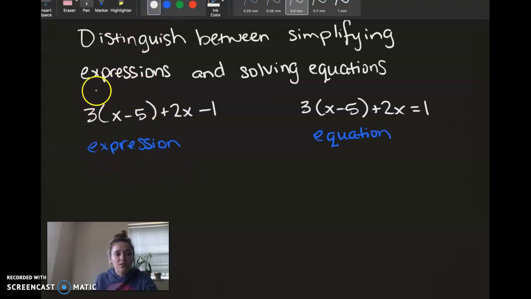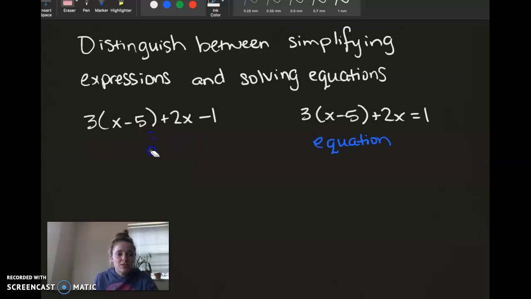What we're doing on the left is just simplifying what's there. To simplify it, I'm trying to combine all like terms. In order to do that, I need to follow order of operations, which is parentheses.